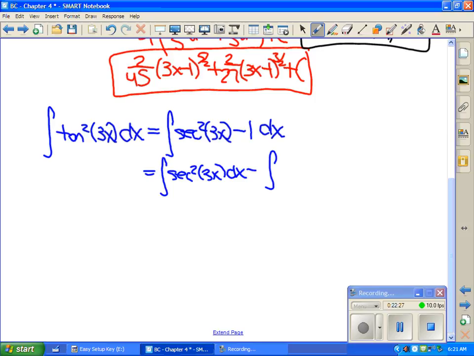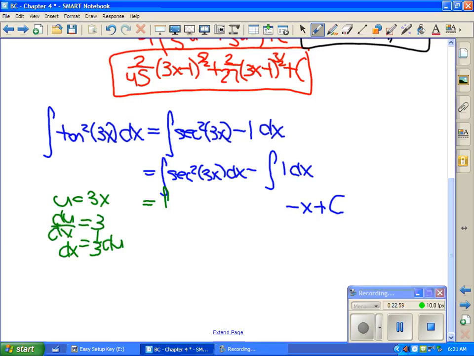And then for the first half, you want to remember that secant squared is actually the derivative of tangent, so we can solve this side using a little bit of u substitution. For example, if you let u equal 3x, then your derivative du dx equals 3. So then dx equals 1 third du. So I can rewrite this front integral as integral of secant squared u, 1 third du, which equals 1 third tangent u, which equals 1 third tangent 3x. So then the final answer is 1 third tangent 3x minus x plus c. And I think I'm done.